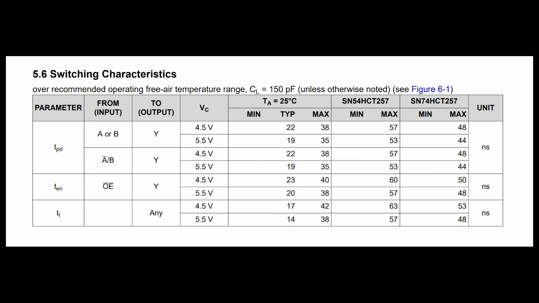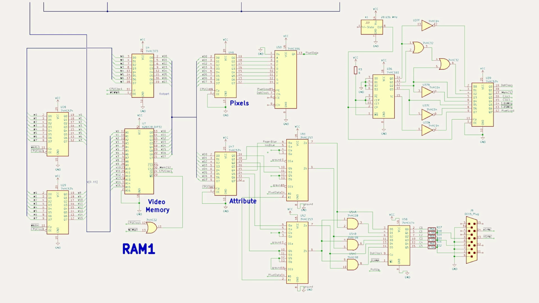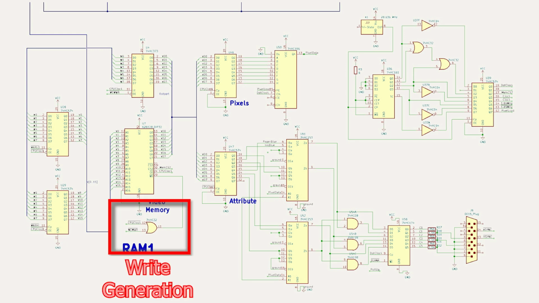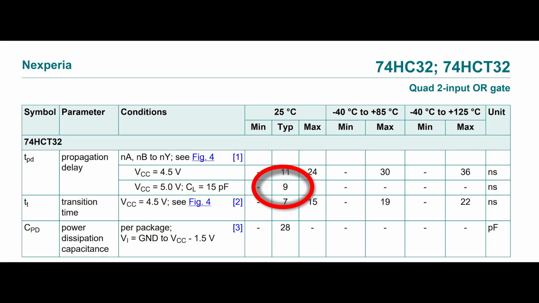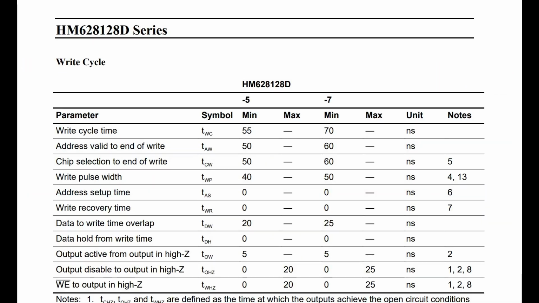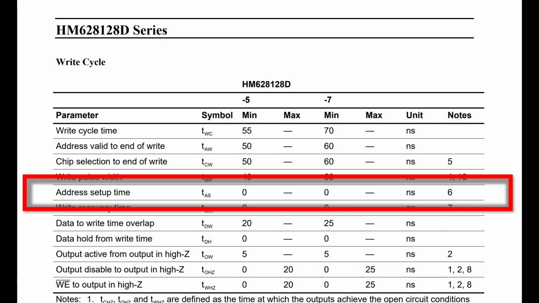Looking at the data sheets, the 74HC257 multiplexers take up to 20 nanoseconds to output a stable address, and the 74HC574s take around 16 nanoseconds. Meanwhile, the 74HC32 OR gate that generates the write pulse can settle in 9 nanoseconds. That means the write pulse could easily be asserted 10 nanoseconds before the address lines are stable. According to the 628128 datasheet, that's not allowed, so that's a recipe for corrupted data.